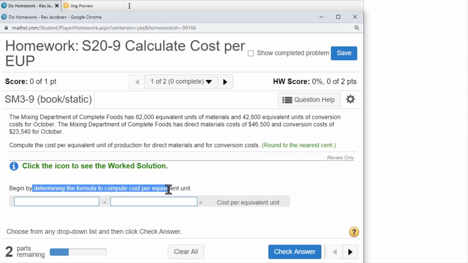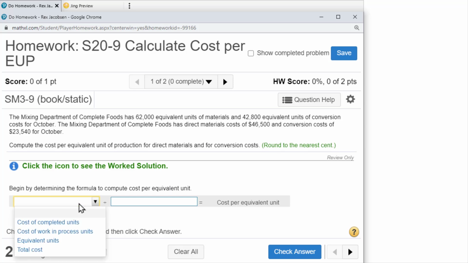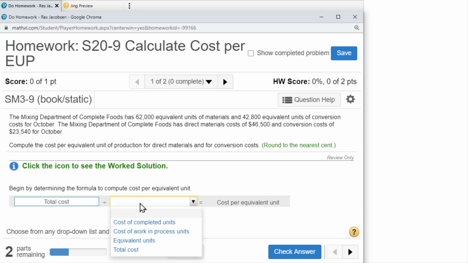So what's the formula in words? You take the total cost for either direct materials or conversion costs, and you divide by the equivalent units. And that gives you the cost per equivalent unit. So here's the cost per equivalent unit.